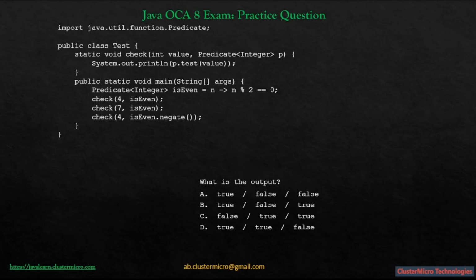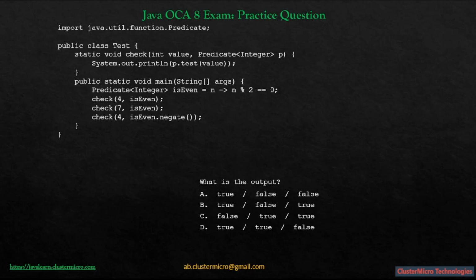Then we have Predicate<Integer> isEven = n -> n % 2 == 0, right? So isEven tests whether a number is even. n % 2 gives the remainder when divided by 2. If the remainder is 0, the number is even, true. If the remainder is 1, the number is odd, false. So we have check(4, isEven); we pass 4 and isEven. Inside check, p.test(4) runs, then 4 % 2 equals 0, so the remainder is 0, the condition is satisfied, test returns true, and it prints true.